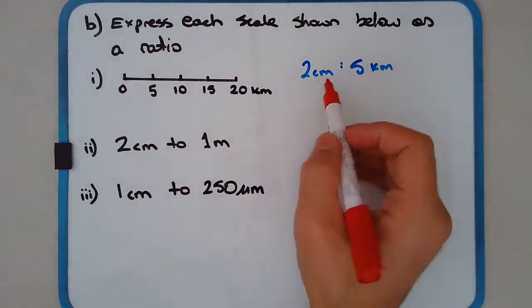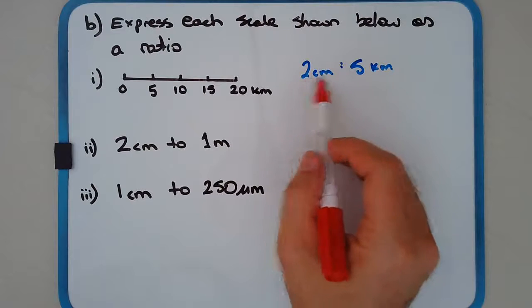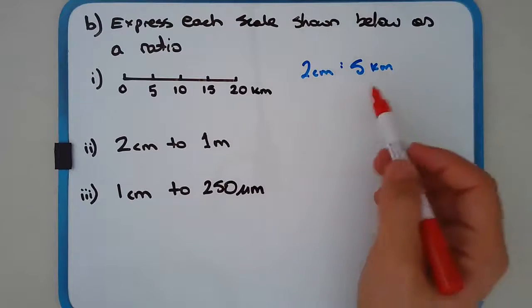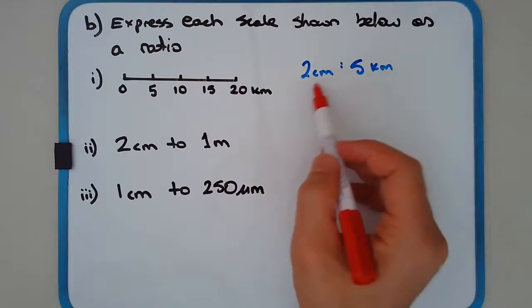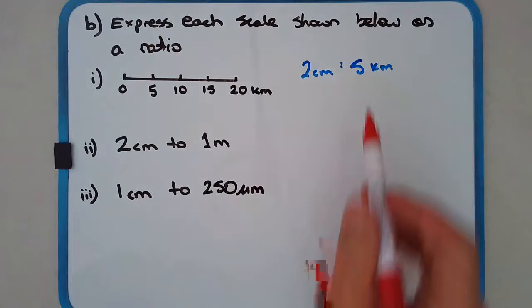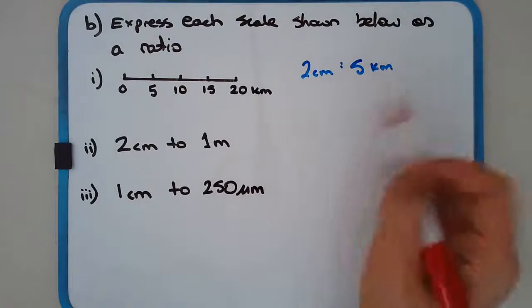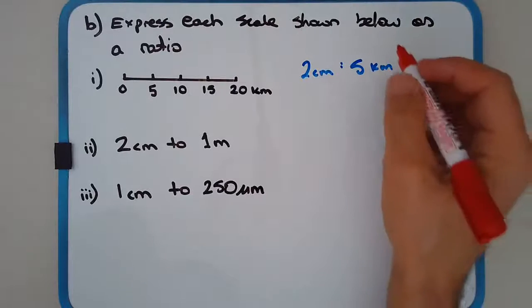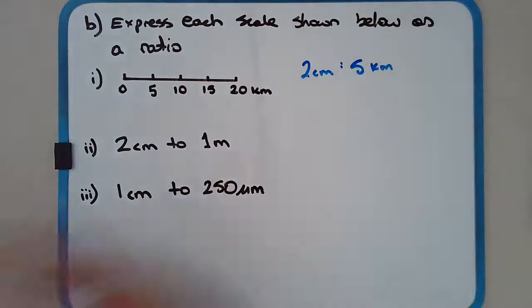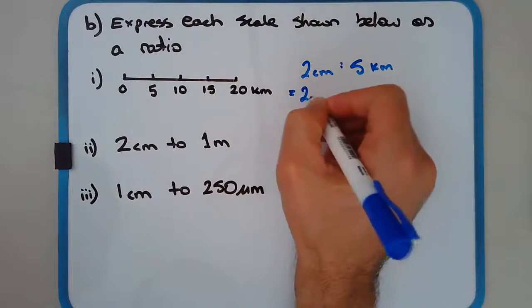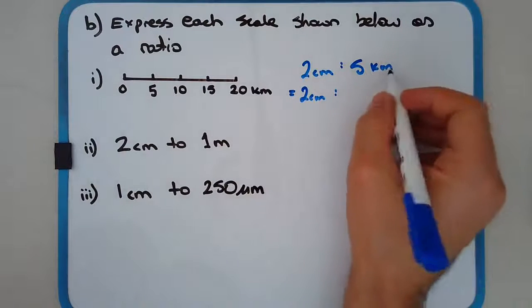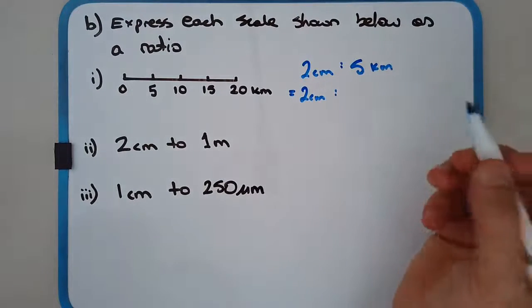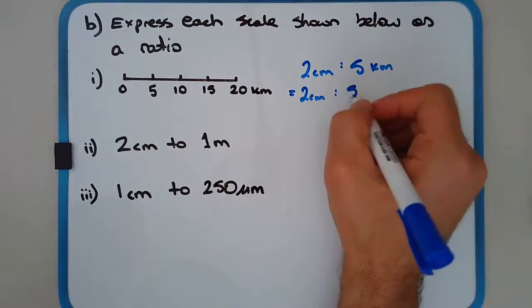So I think it's probably best if we keep to centimeters rather than dividing the centimeters down to convert it into kilometers. Let's convert the kilometers into centimeters. So let's convert it into meters first. So that's equal to 2 centimeters to, well, how many meters in a kilometer? 1,000, so there's going to be 5,000 of those.